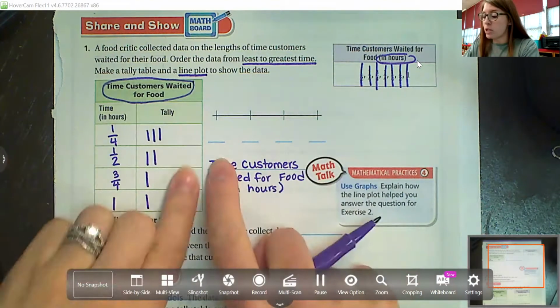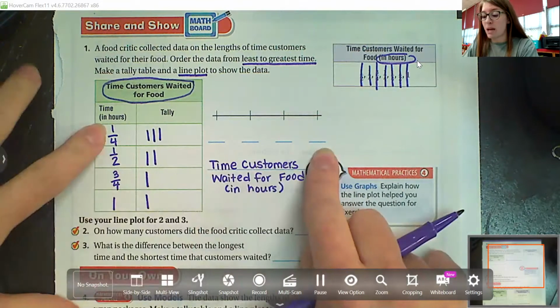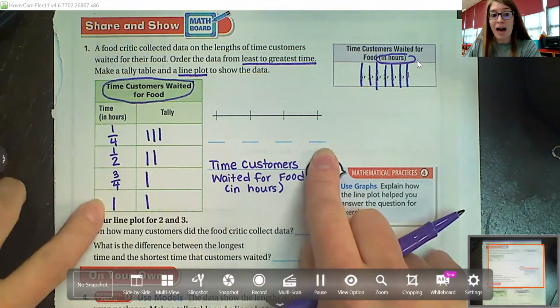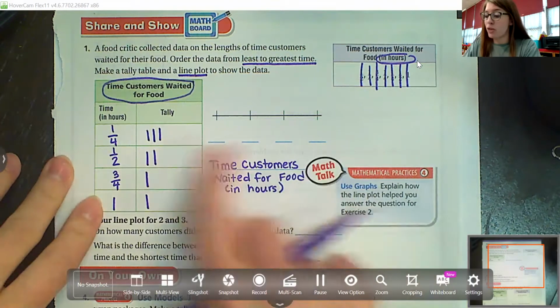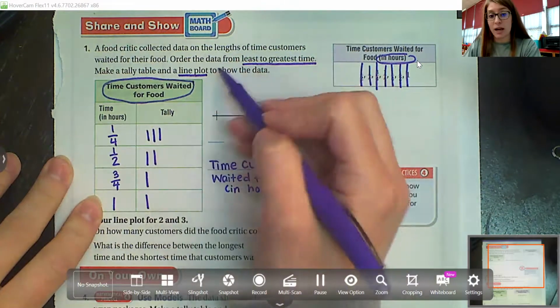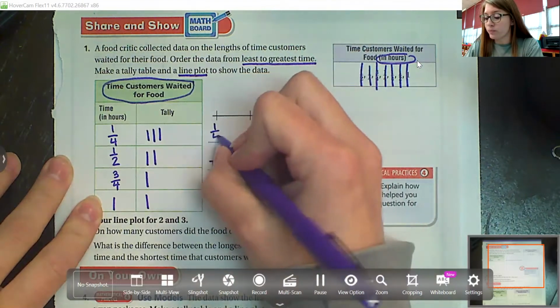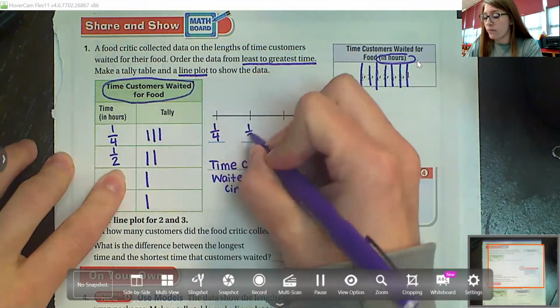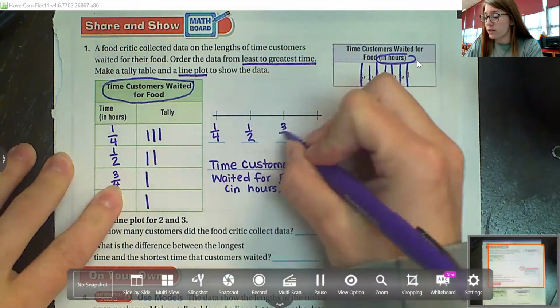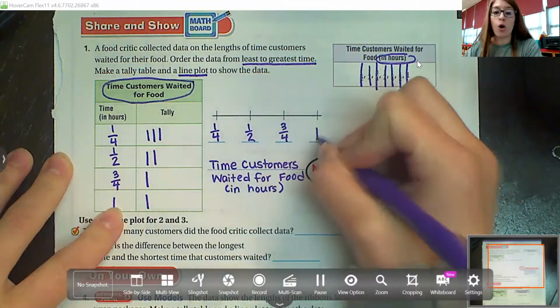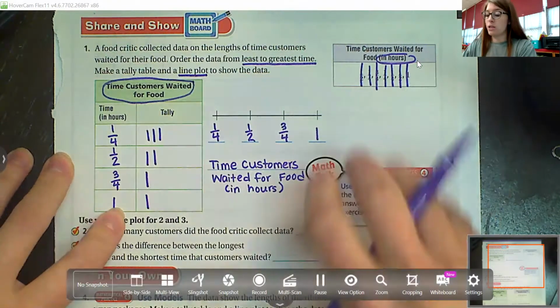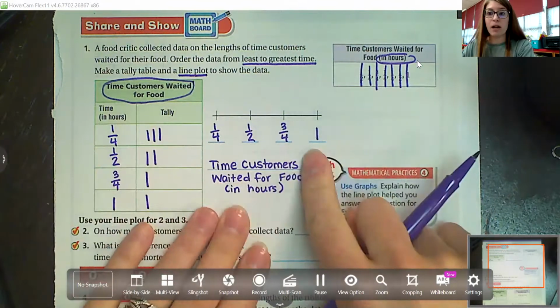All right, so now what I'm going to do on these 4 blank lines, I'm going to take my 4 time amounts, fractional amounts, and put them in order from least to greatest on these 4 dashes. So we've got 1/4, 1/2, 3/4, and 1 whole. All right, so now I've got all my information there correctly.